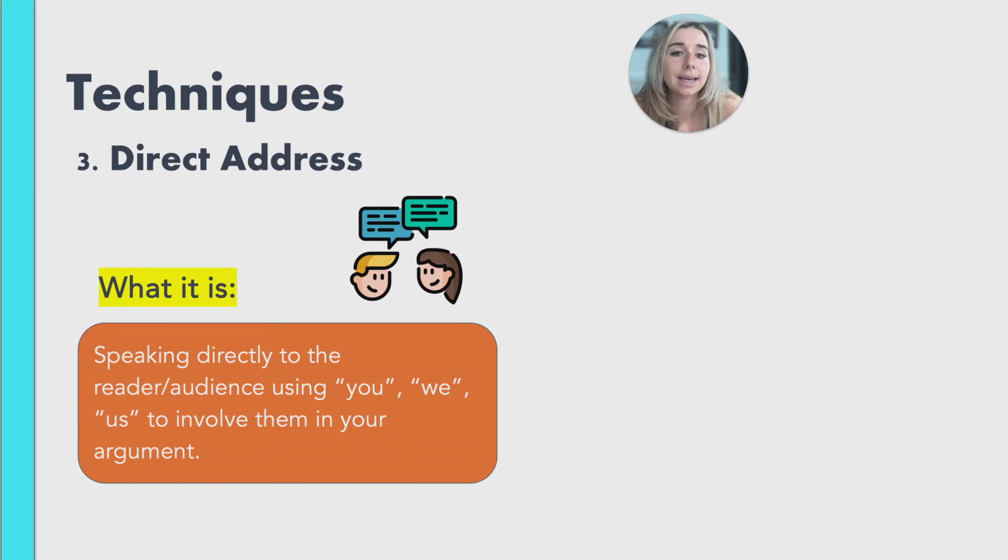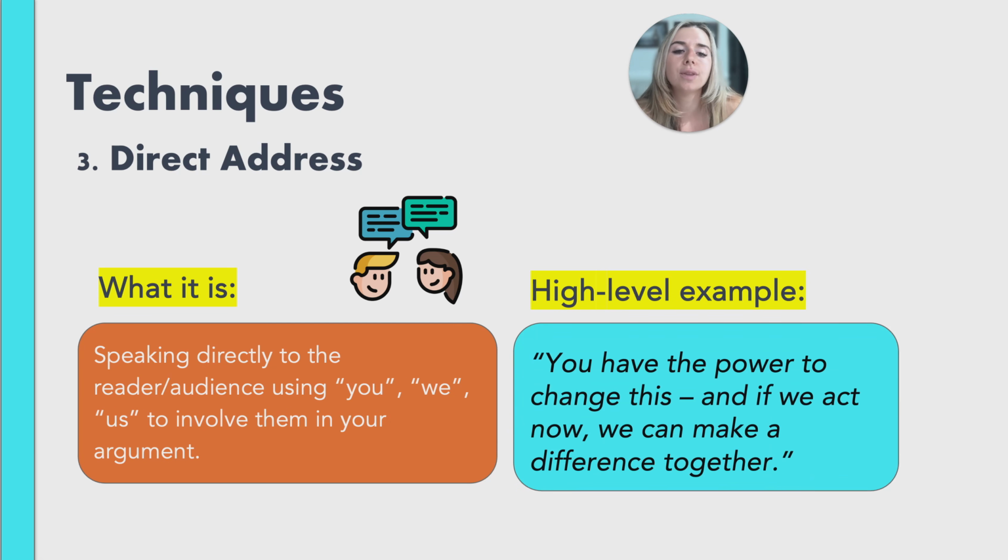So what this is, is literally directly speaking to a reader or audience, saying you, we, us, to involve them in your argument. We want to make them feel compelled and involved. And imagine if someone's directly speaking to you, you're going to be more persuaded. So a high-level example of this would be, you have the power to change this. And if we act now, we can make a difference together. You can say you, direct address, we, you're including them with you.